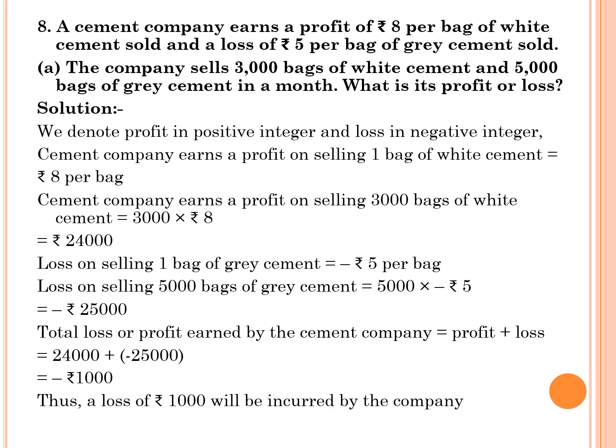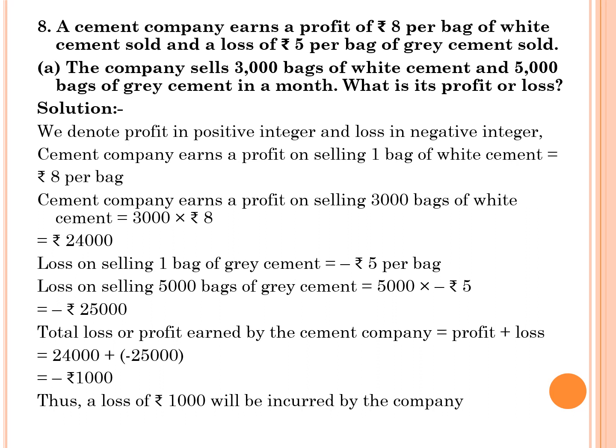Cement company earns a profit on selling 1 bag of white cement, equal to rupees 8 per bag. The profit on selling 3000 bags of white cement is 3000 into rupees 8, which gives you rupees 24,000. Loss on selling 1 bag of grey cement is rupees -5 per bag. That is, the loss on selling 5000 bags of grey cement is 5000 into -5, which gives you -25,000.